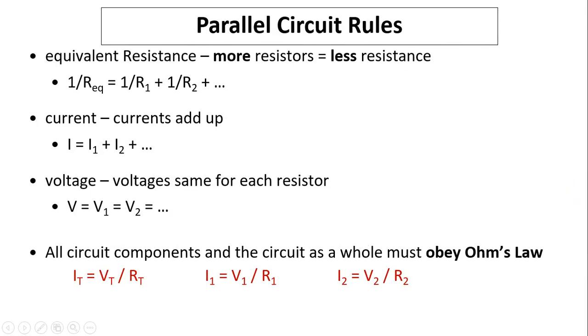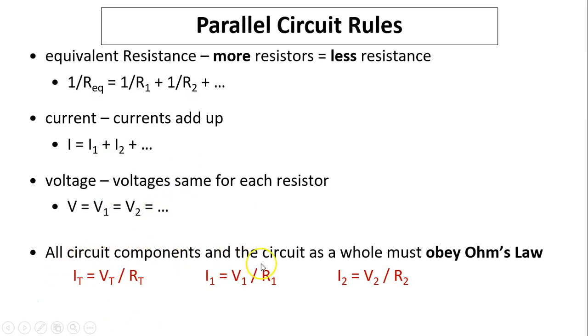Here are the rules for parallel circuits. Equivalent resistance: 1 over R equivalent, or the same as 1 over R total, equals 1 over R1 plus 1 over R2 and so forth. By the way, all these equations are in your reference table. Next one is current. Current adds up. I equals I1 plus I2. And voltage, all voltages are the same.